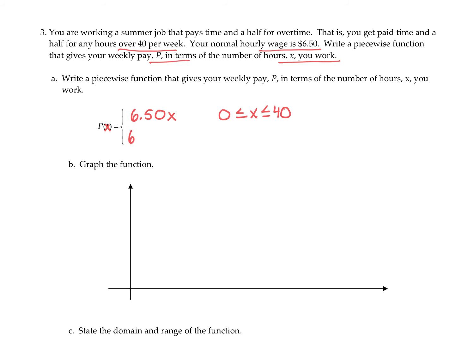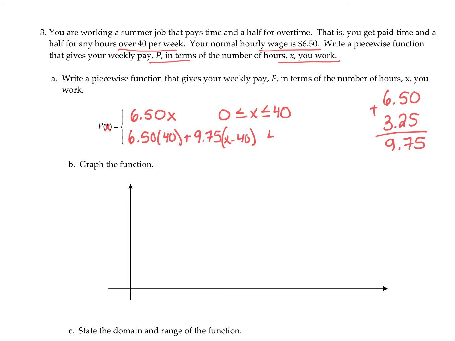So that's assuming I've already worked 40 hours times my $6.50, plus now I make time and a half. So what does that mean? That means I take the time that I work, I cut it in half, and I add those together. So time and a half is your amount plus 50% more. So that means for every hour over 40, I actually make $9.75 for every hour over 40.